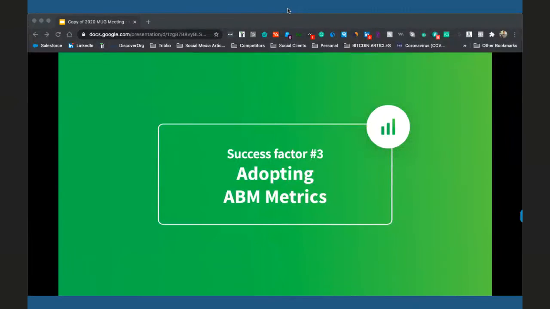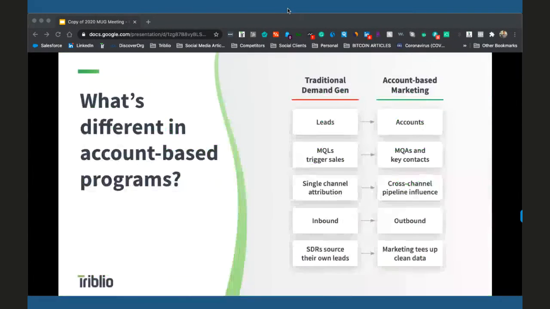And then the last thing that we'll talk about is adopting ABM metrics. And so we tend to find that people need to better understand what are the different things that traditional lead or traditional demand gen looks at, and then what ABM looks at and how you might transition that. And so, obviously we're looking at accounts versus leads.